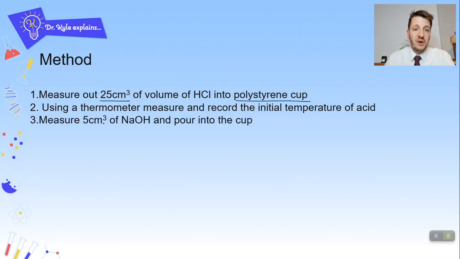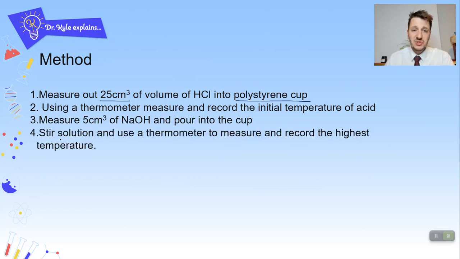So we're going to measure out 5 centimeters cubed of NaOH and pour it into the cup. We're going to stir the solution and use the thermometer to measure and record the highest temperature. And so now we've done this, we can then do highest, take away initial, and that will give you your change.